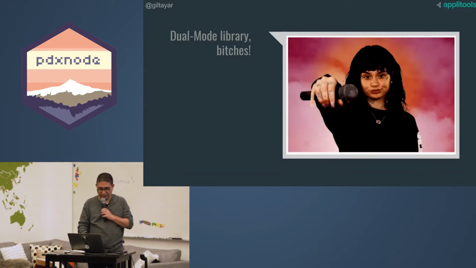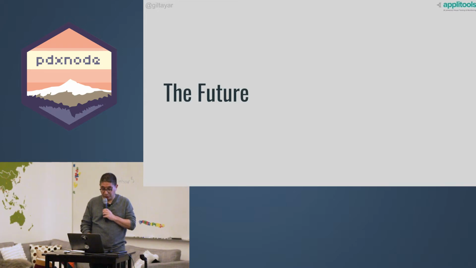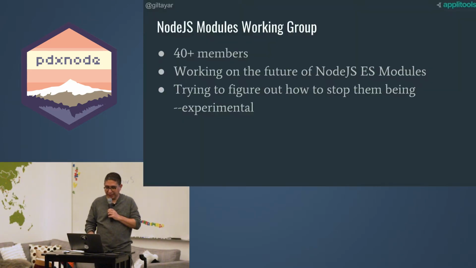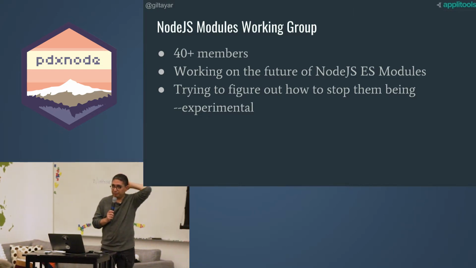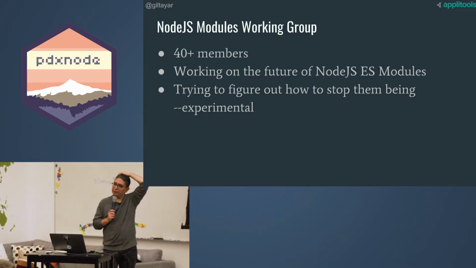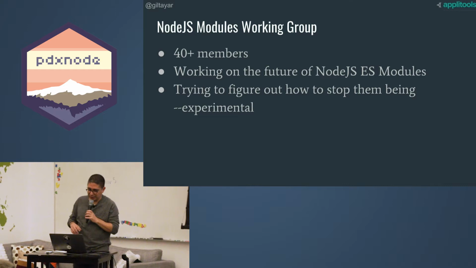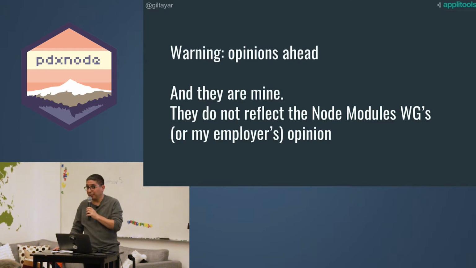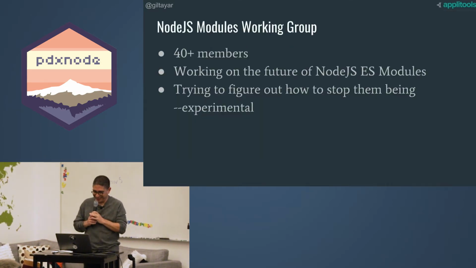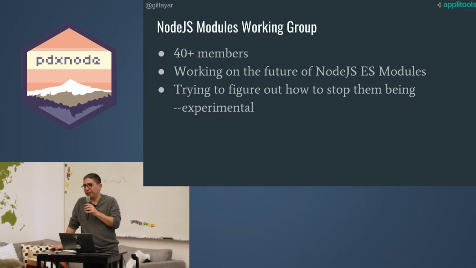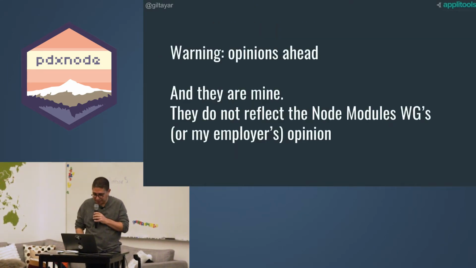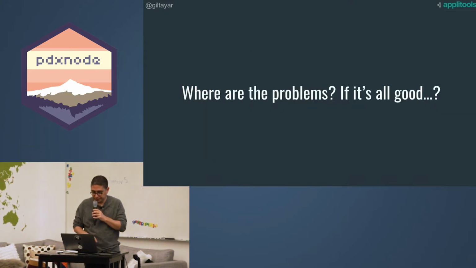And that is very important for me, at least. Future. As I said, I'm part of the NodeJS Modules Working Group. We meet bi-weekly. Is bi-weekly twice a week or every 2 weeks? So we meet every 2 weeks. We're about 40-plus members. These are my opinions, not the working group's, and definitely not my employer's. We are working on the future of Node.js ES modules, and we're trying to figure out how to stop them being experimental.